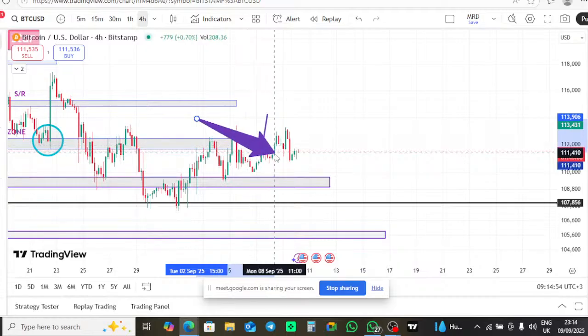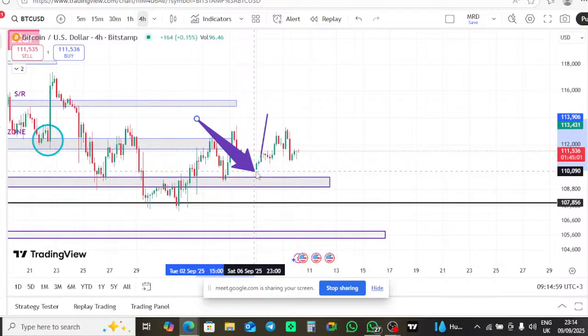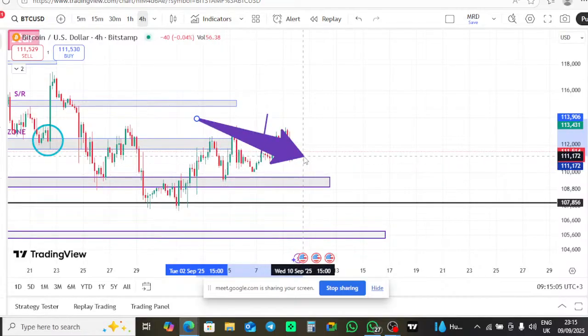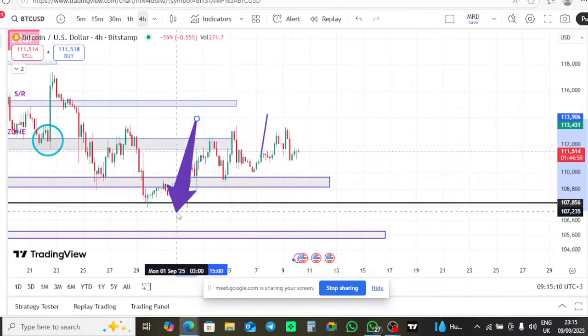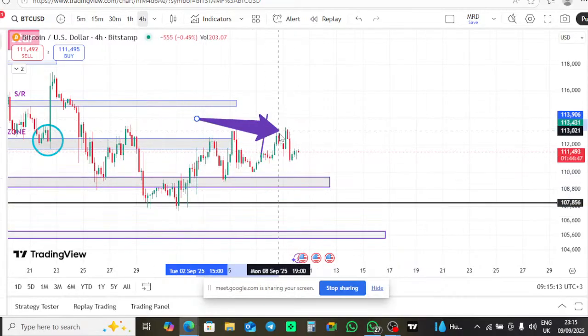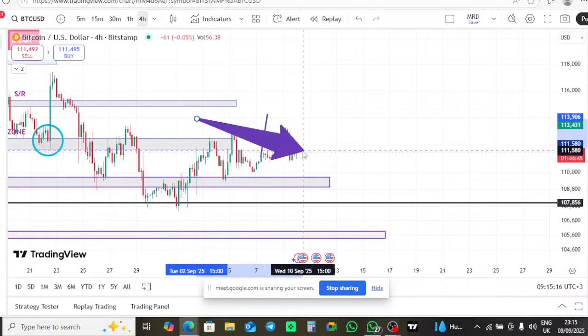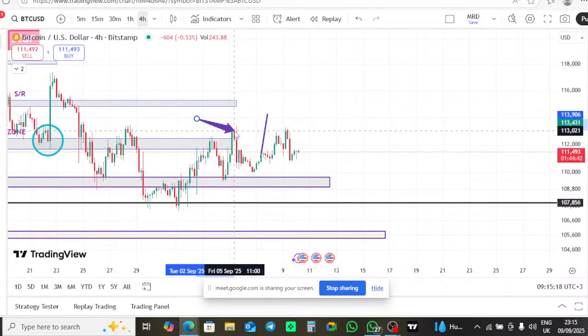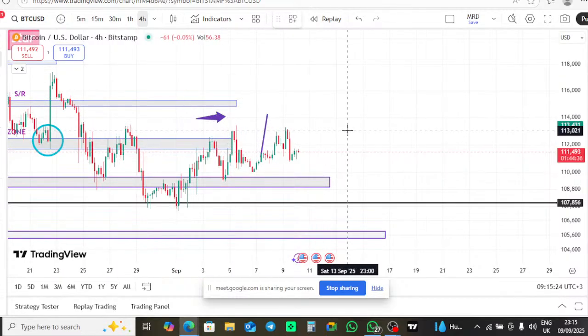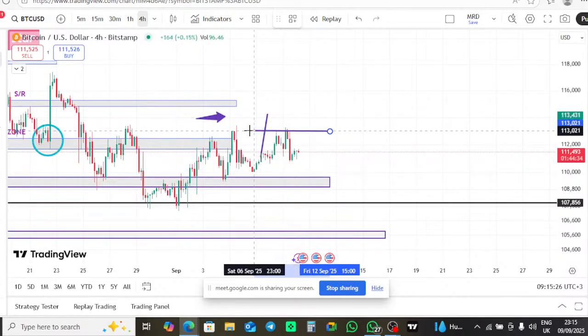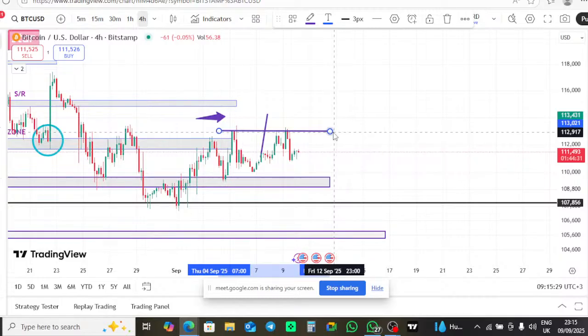Therefore, we can see that this area has rejected this area because this was the previous higher low. But when you look at this area, it is higher than this. Therefore, the market is in an uptrend and we are looking forward for this area to come and break here. We must break this area and we close above it. So we expect the market to come and break that area.